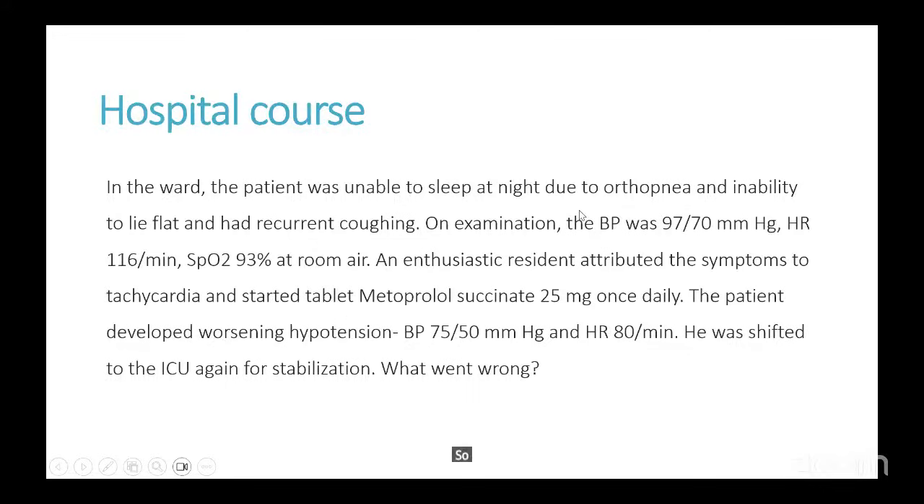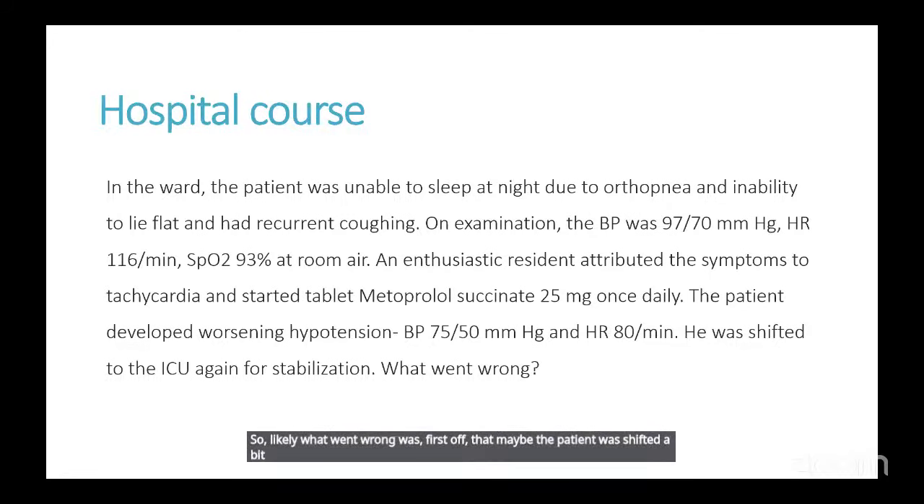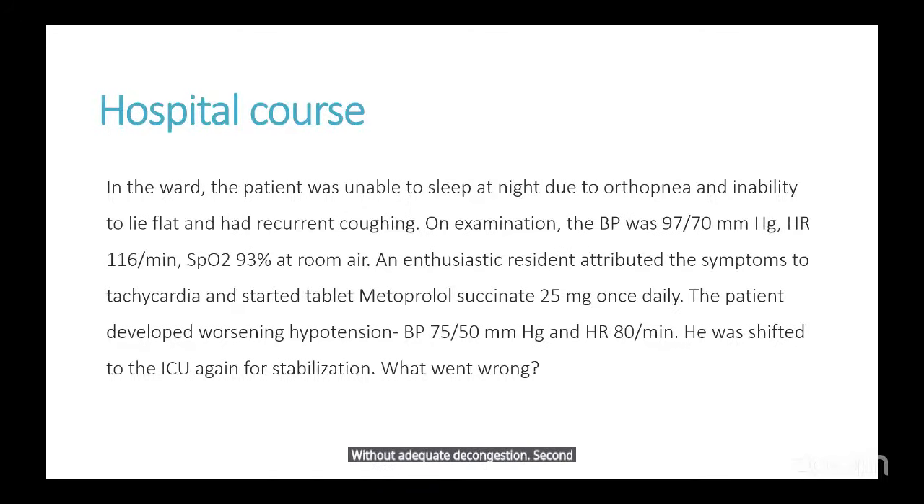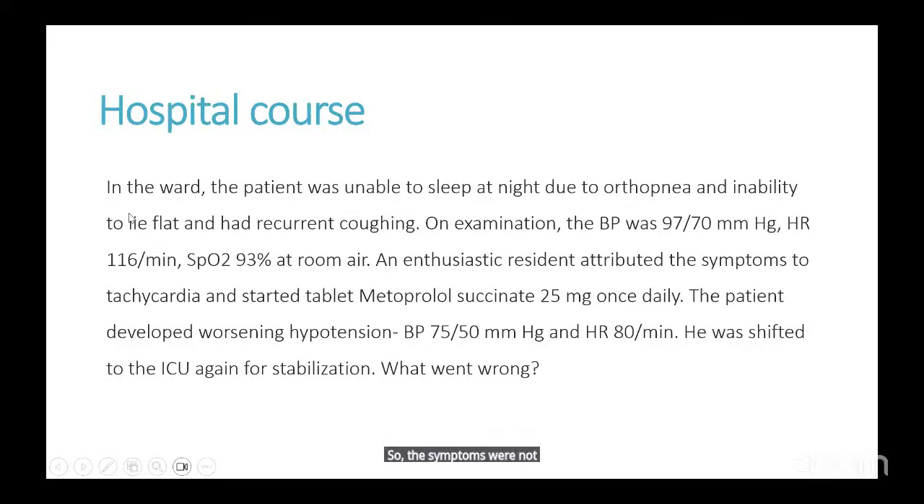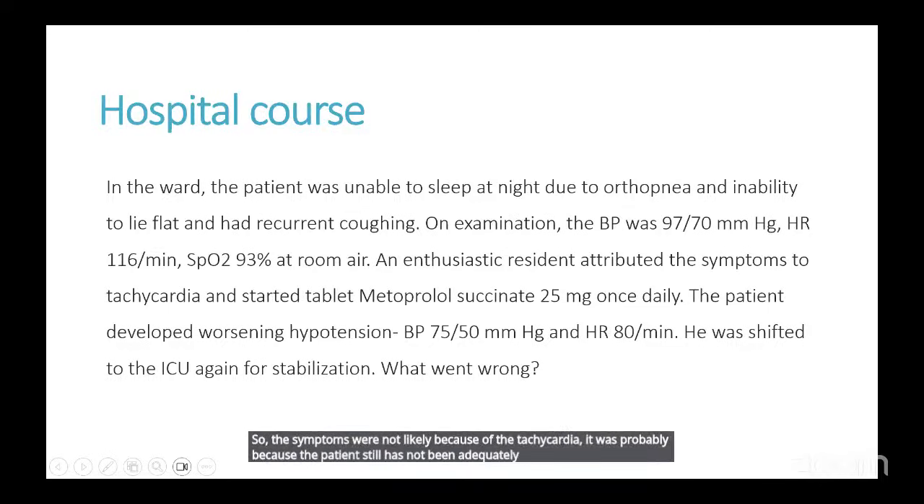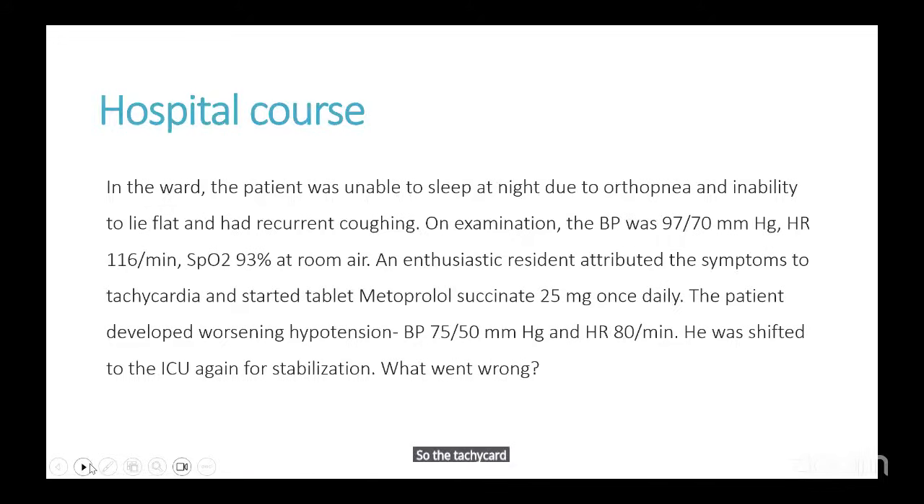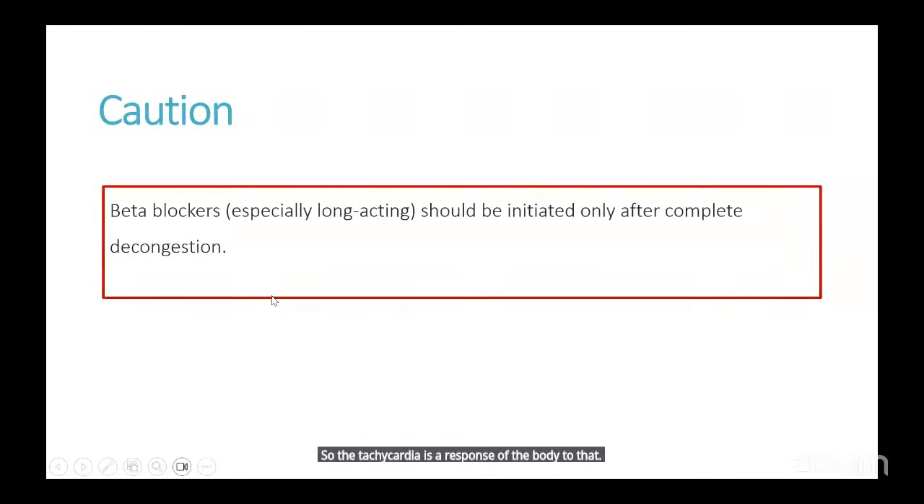So likely what went wrong was, first off, that maybe the patient was shifted a bit too soon to the ward without adequate decongestion. Secondly, the patient should not have been started on metoprolol succinate, which is a long-acting beta blocker, as discussed before. So the symptoms were not likely because of the tachycardia. It was probably because the patient still has not been adequately decongested. So the tachycardia is a response of the body to that. So beta blockers, especially long-acting, should only be initiated after complete decongestion.